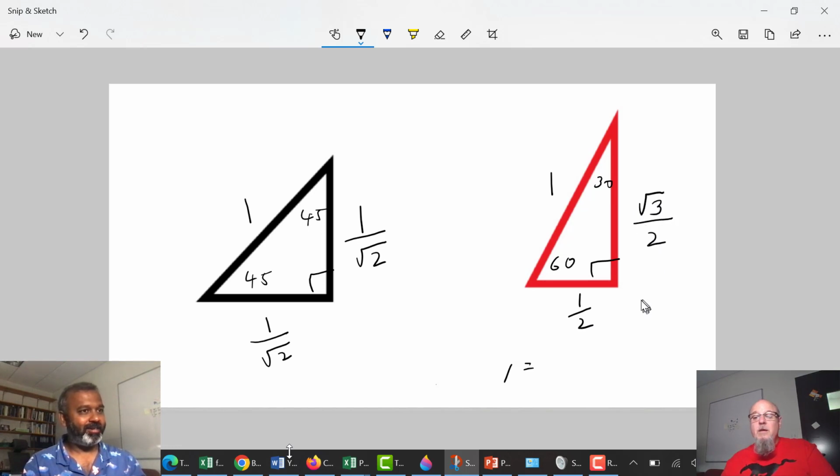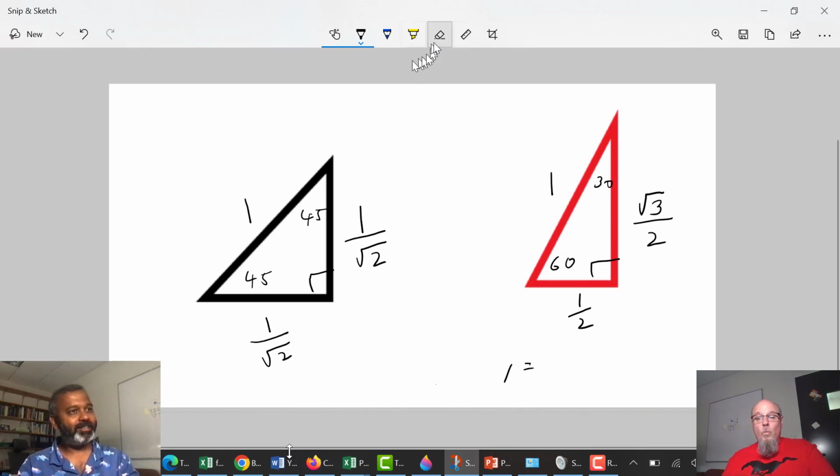Okay, wait, this does make sense, right? Because 30 is the small angle, so the smaller side opposite. Radical 3 is about like 1.7. So that's literally 1.7 times bigger than the half. So it makes sense. Big angle, big side; small angle, small side. Okay, that's cool.